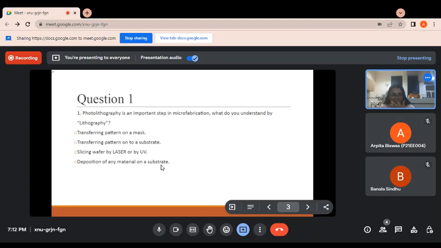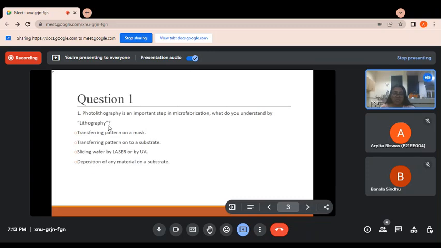So here, what is the question? What do you understand by the lithography? Lithography is a pattern transferring process. Whenever you want to pattern any structure, like an interdigitated electrode on the substrate or on the deposited sample, at that time we use lithography. Or if we want to pattern any micro heater, at that time also we need the lithography process.